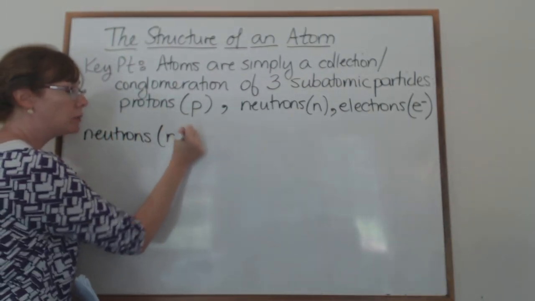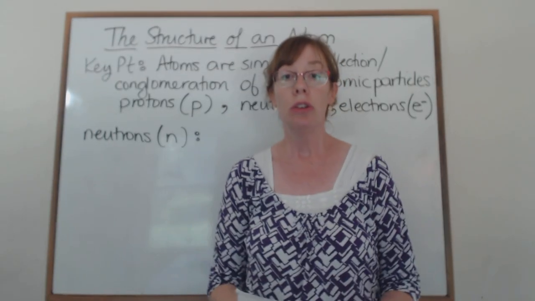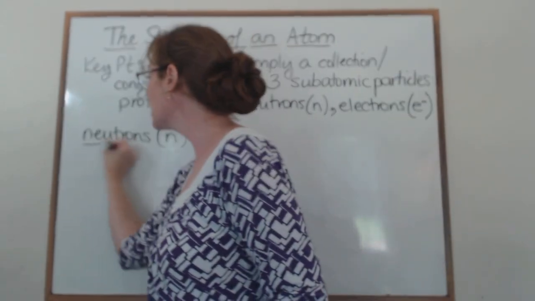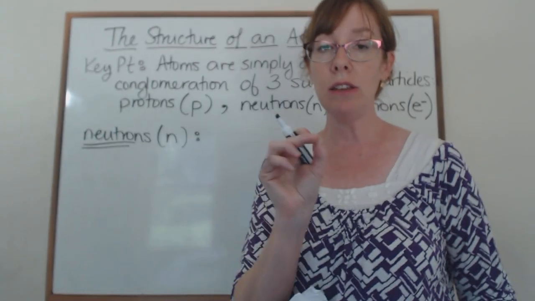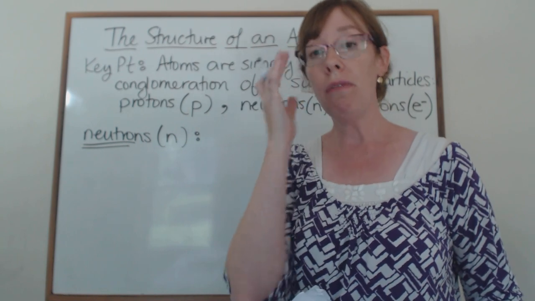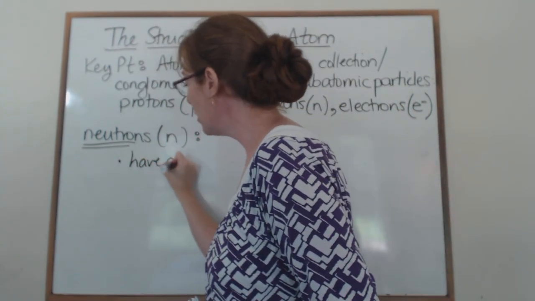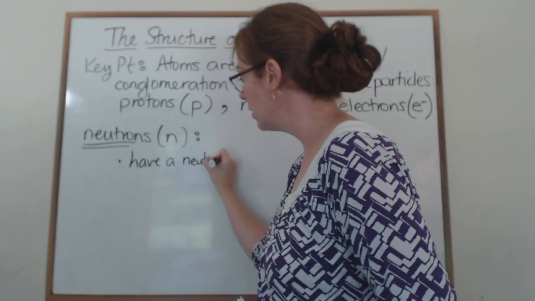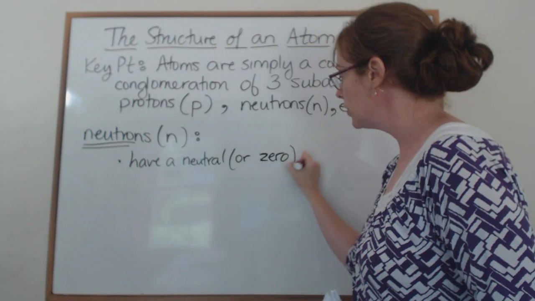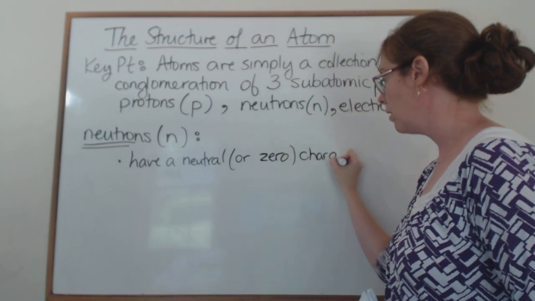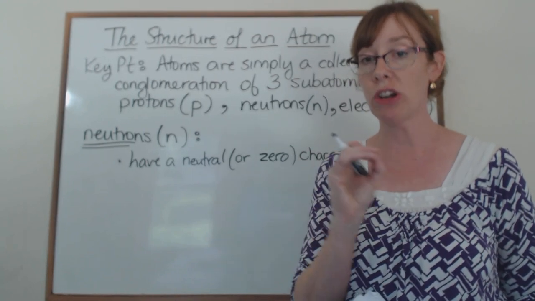Neutrons. Neutrons we will use the lowercase n. Neutrons, as you might expect, because if you look at the first five letters, NEUTR, hopefully will make you realize that neutrons have a neutral, meaning zero, charge. Neutrons do not have a charge, okay? So they are not a charged particle.